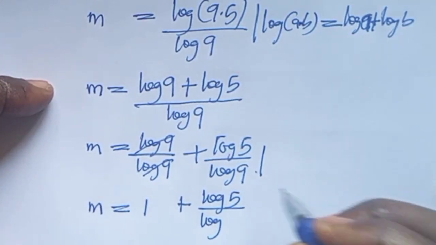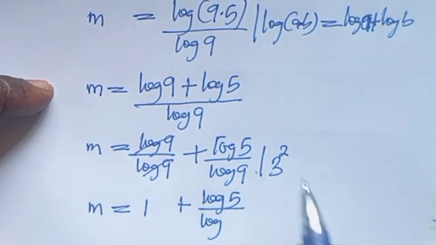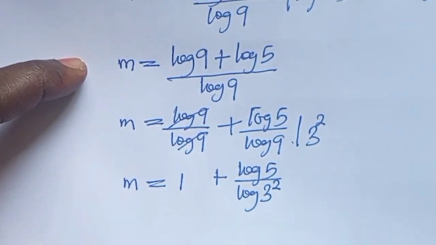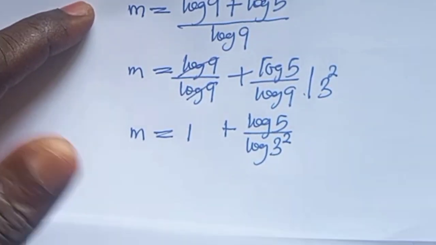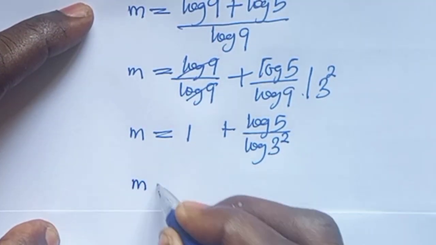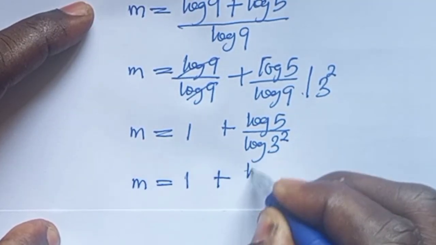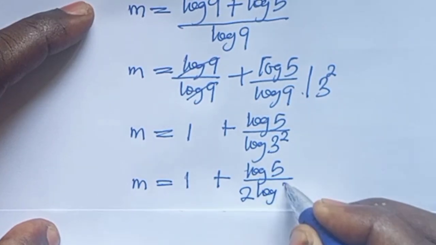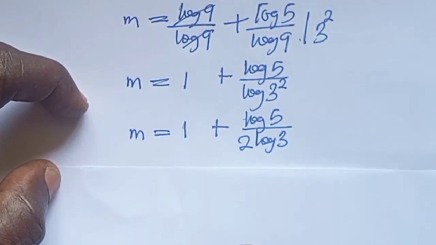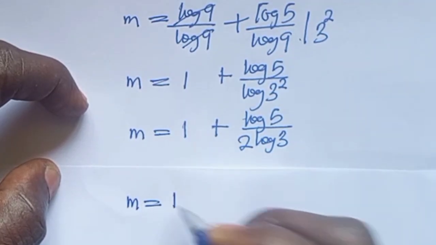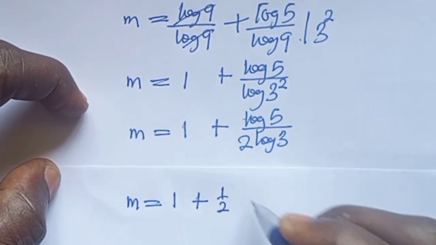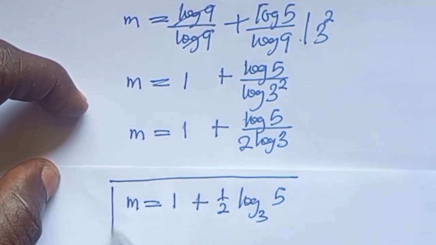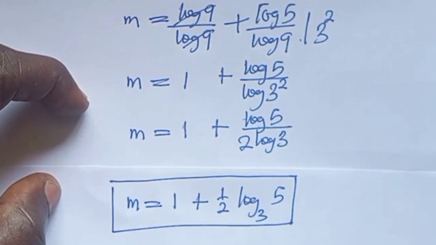And again, here 9 can be written as 3 to the power of 2, 3 times 3, that is 9. So we're going to put 3 to the power of 2 as 9. So there we can write m to be equals to 1 plus log 5 all over, the power comes down, to be 2 log 3. So in a simpler form, we can write m to be equals to 1 plus 1 over 2 log of 5 and base of 3. This is the final answer for m.